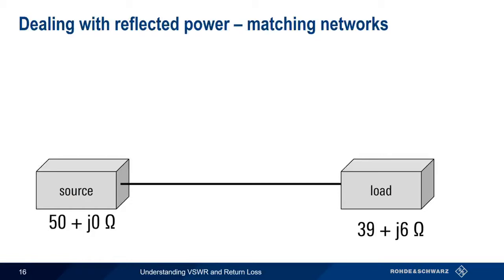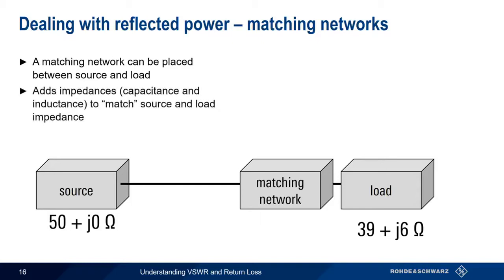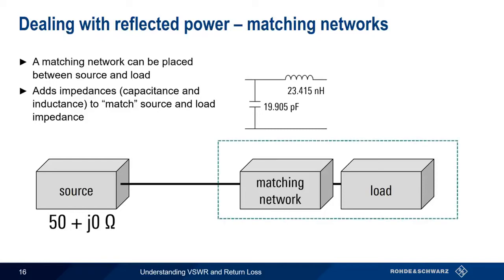Setting aside these two extreme cases, what do we do about reflected power in general? One way to minimize the level of reflected power is to place a tuning or matching network between the source and the load. The matching network consists of impedances, usually in the form of capacitance and inductance, designed such that adding this additional impedance matches the load impedance to the source impedance. In this example, we want to transform our complex load impedance to match the purely resistive 50 ohm source impedance. By selecting appropriate values in the matching network, we can change the overall load impedance to match the source impedance.